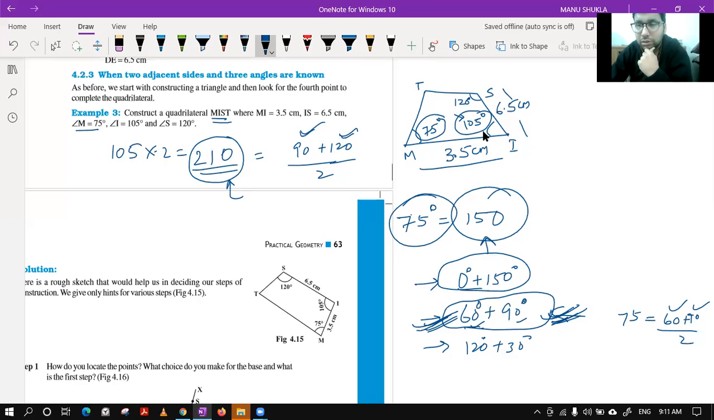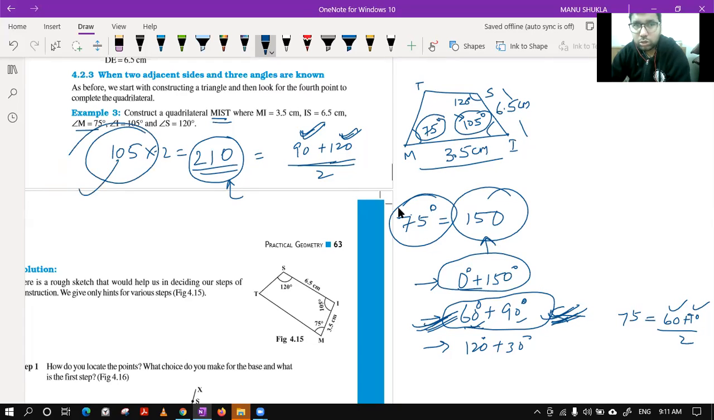Class, what happened? Are you all there? Class, are you there? Please confirm. Okay. Yes, sir. So class, please confirm. Can we take the two angles as 90 and 120 and divide that by 2 to obtain this angle 105 degree? So we can try this one.